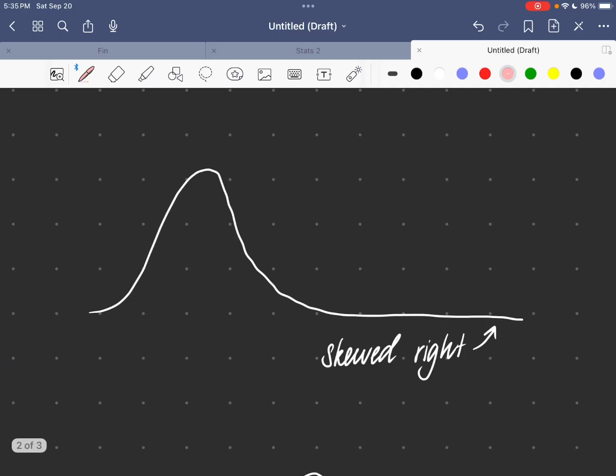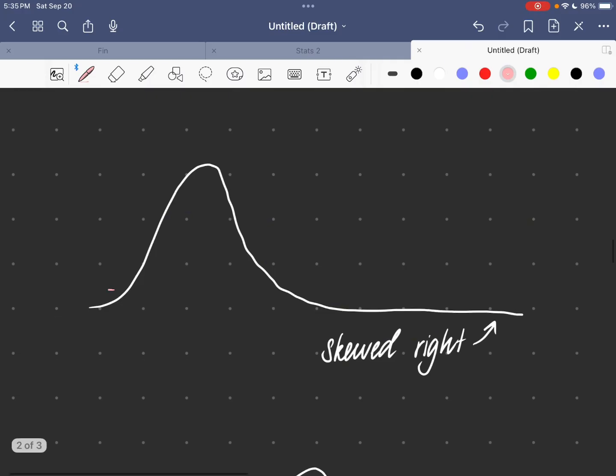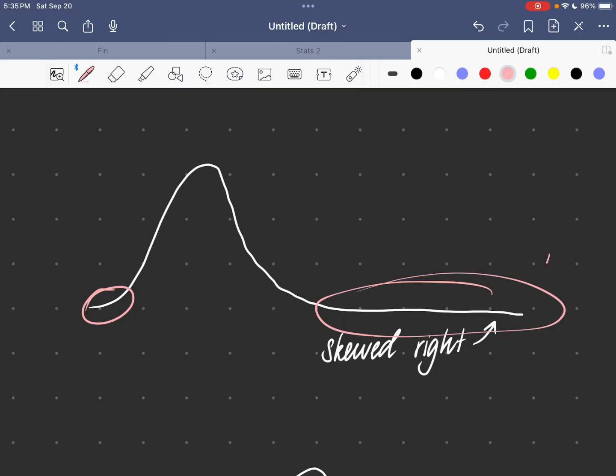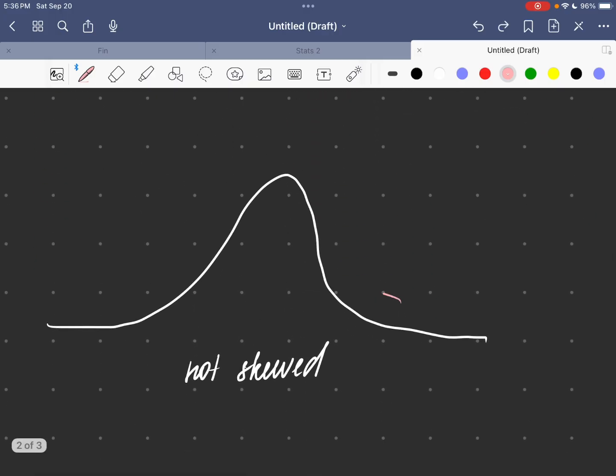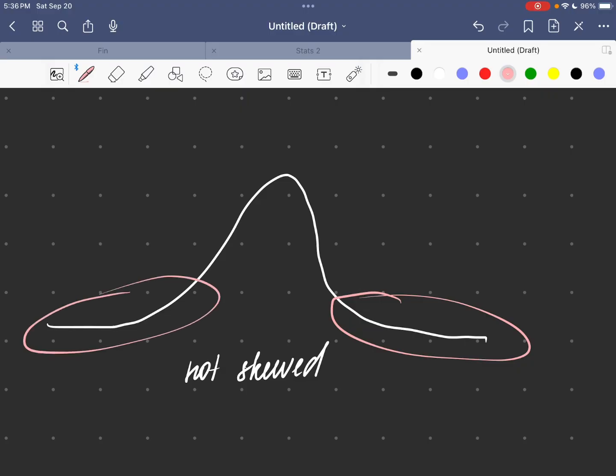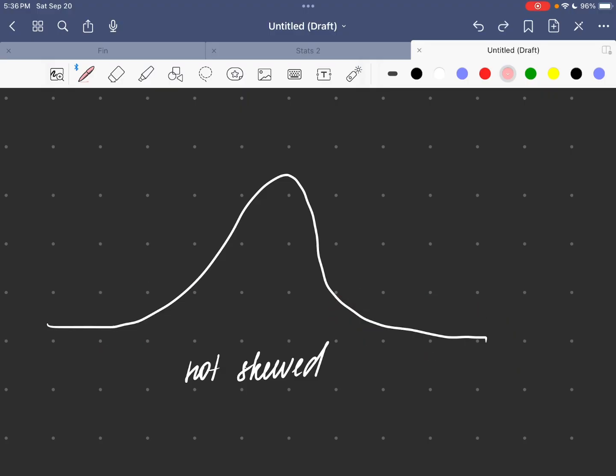Next one is skewed to the right. So as I've mentioned here, we have this tail that is pretty short and this tail that is pretty long. So because the right tail is long, we say that it's skewed to the right, because there's probably some really high numbers, let's say 1000, that pulls this tail to the side like this. Next one, we have the not skewed distribution. One tail is pretty much the same thing as the other tail, plus if you separate this distribution in two, it's kind of like a mirror image of each other.